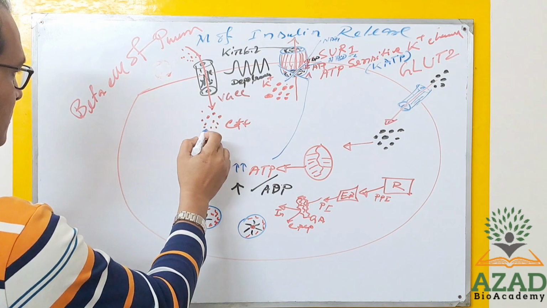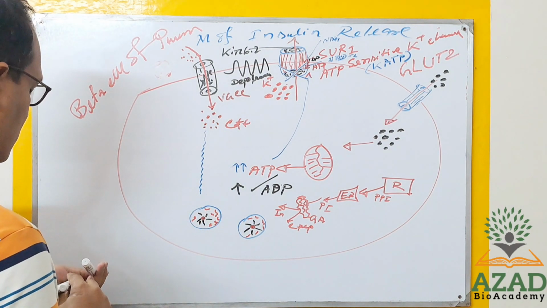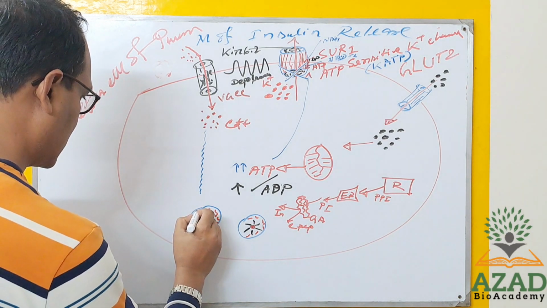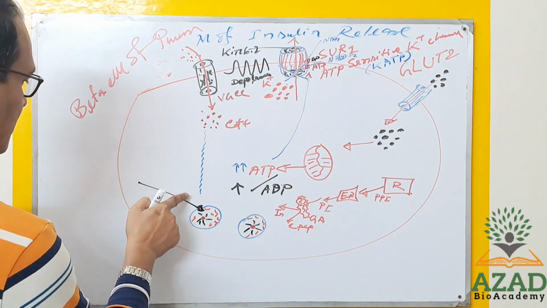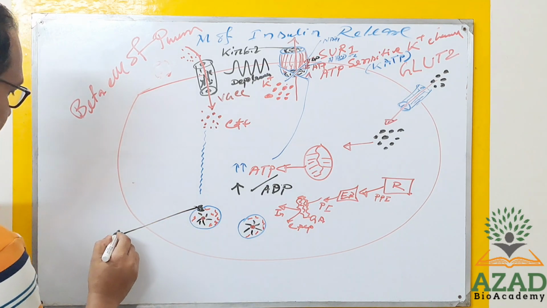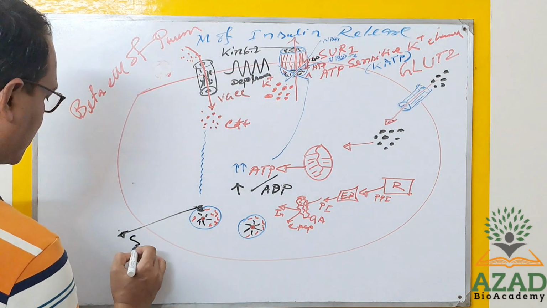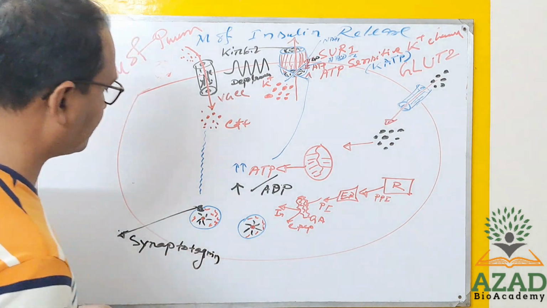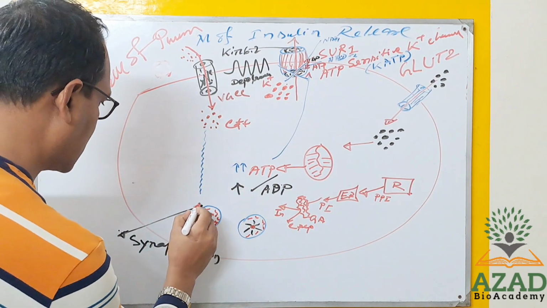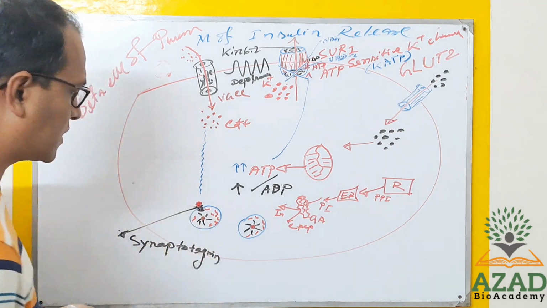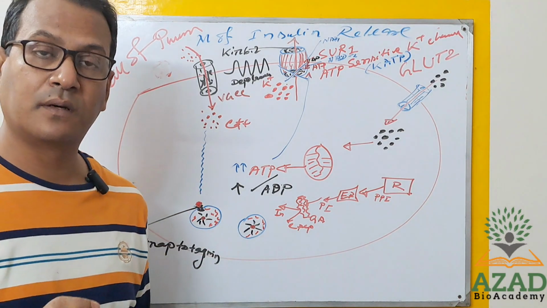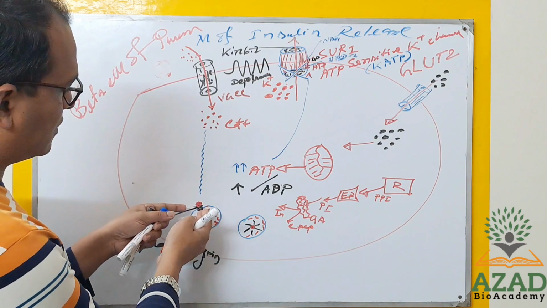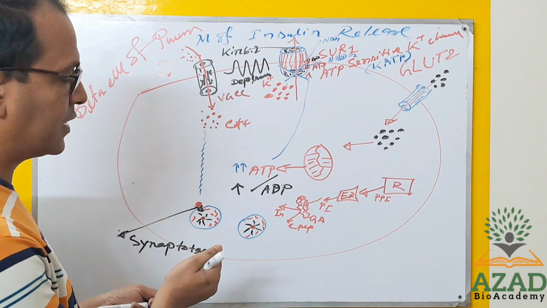That calcium will come up here and bind on the membrane of the vesicle. And where on the vesicle will it bind? Your vesicle carries a particular protein called calcium binding protein, or precisely synaptotagmin. So your calcium will bind with the synaptotagmin, a special type of protein present on the membrane of the vesicle. When calcium binds with this calcium binding protein, it will change the conformation of the synaptotagmin, which is tightly attached with the membrane.